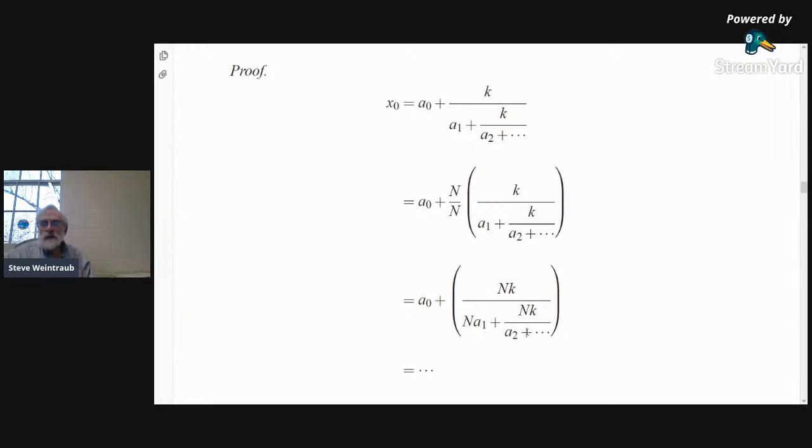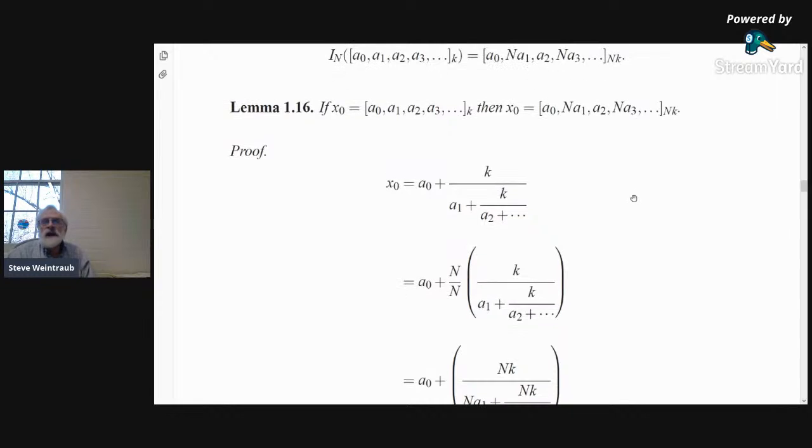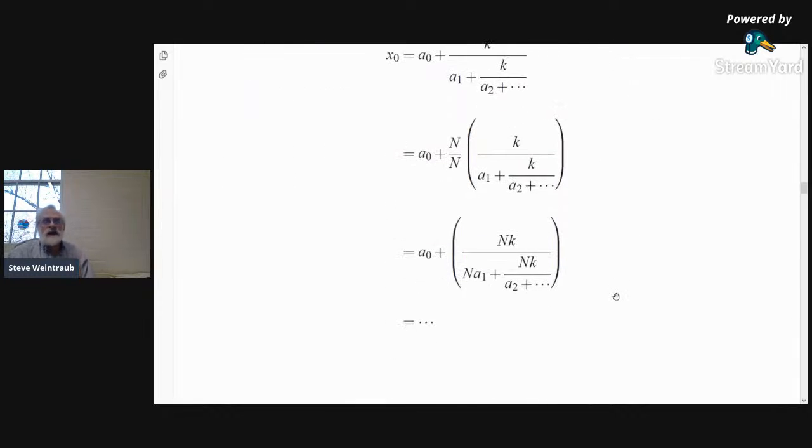The next place I'll multiply by n over n is right over here. When I multiply by n over n here, I'll do the same sort of thing. I will be changing a sub 3 to capital N times A3, but leaving a sub 2 alone. So the next stage, I will be getting A0 plus capital NK over capital N A1 plus capital NK over still A2 plus, next stage, capital NK over capital N times A3, etc. So simply by multiplying by n over n at every other stage, I get this expansion here. And of course, multiplying by n over n doesn't change the value.